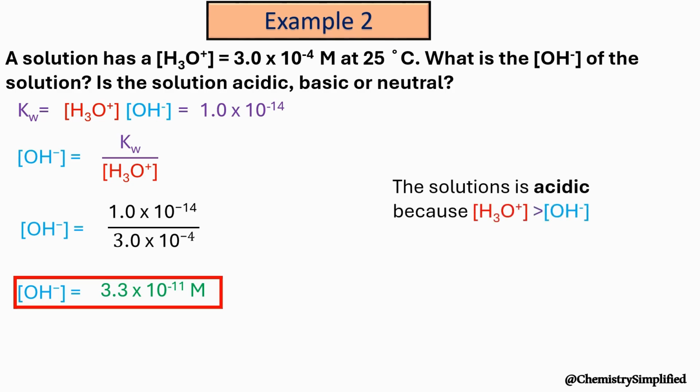And the solution is acidic. Why? Because the hydronium ion concentration, which is 3.0 times 10 to the negative 4 molar, is greater than the hydroxide ion concentration, which is 3.3 times 10 to the negative 11 molar.